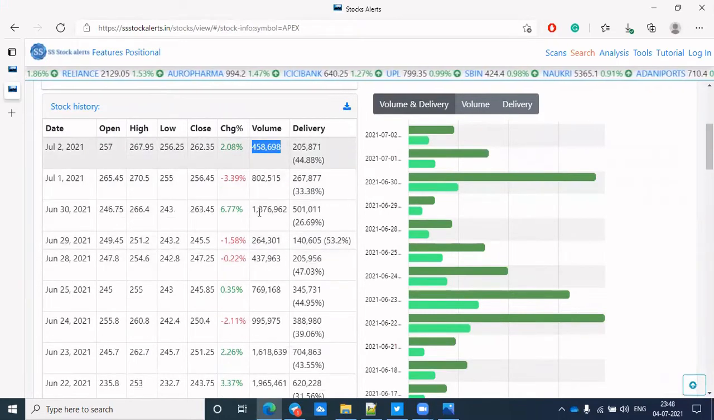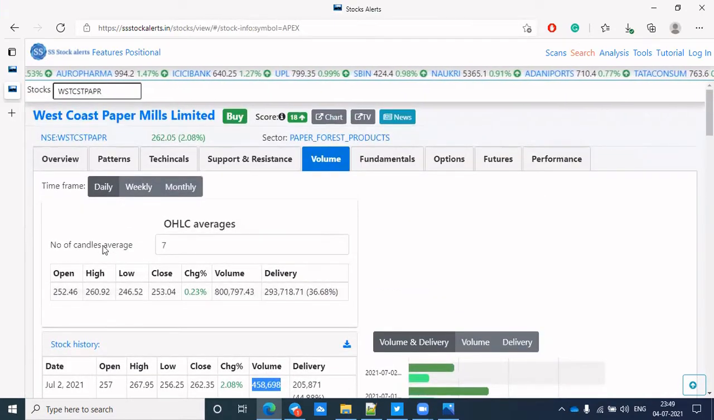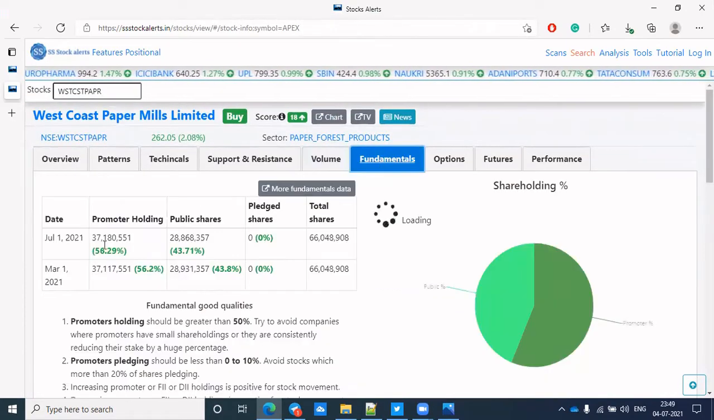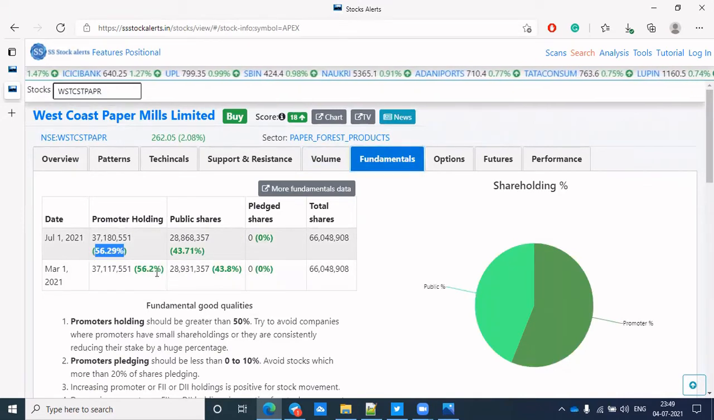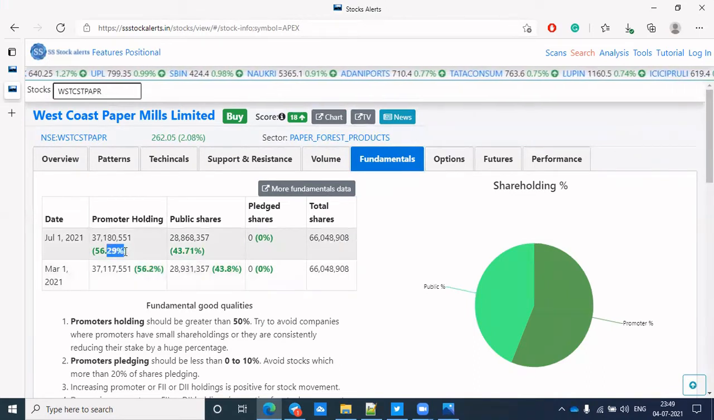Just make sure that these two criteria are met, and then go to volume and look at whether the volume is good or not. Here it is almost 4 lakhs to 8 lakhs, so the volume is good, and this is a good liquid stock. You can go ahead and look at the fundamentals. In the latest quarter, the promoter holding increased by 0.9 percent. That means there is some information about this stock.